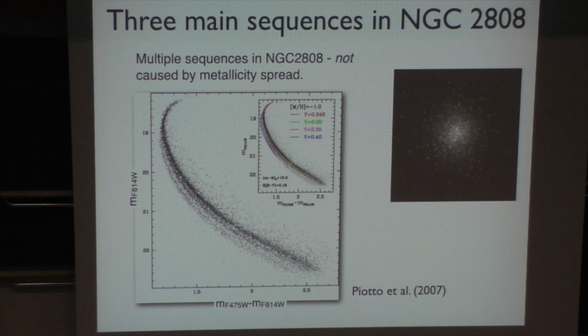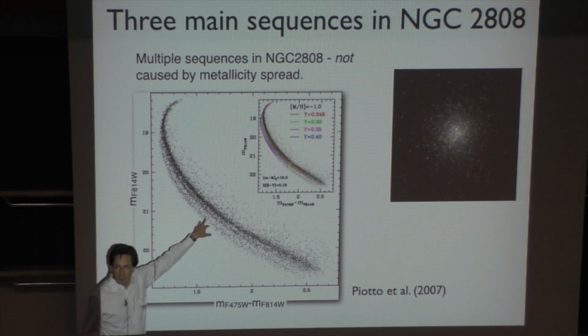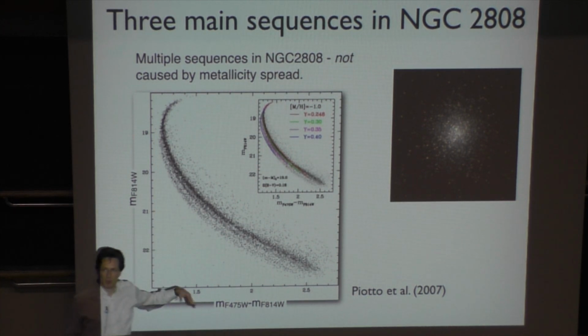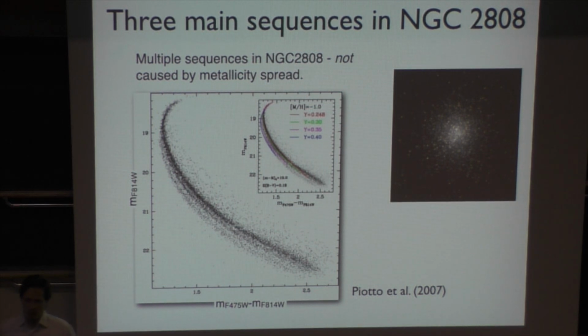Here's another one, NGC 2808, again with multiple parallel main sequences that you can see in HST photometry. And here it is clear that an overall metallicity spread doesn't play any significant role, because in NGC 2808, if you look at the heavy elements, there is essentially no spread. So this is just a simple stellar population, apart from the fact that you see these multiple sequences, which you again need a helium spread to explain. So that's NGC 2808, the color magnitude diagram.